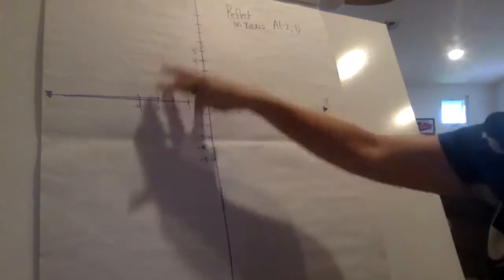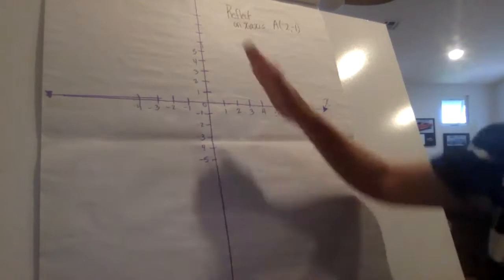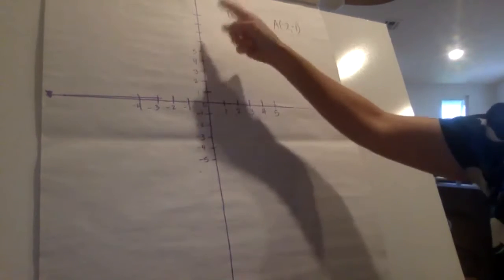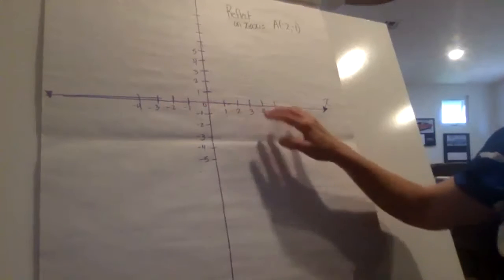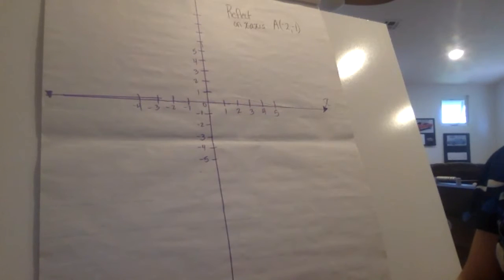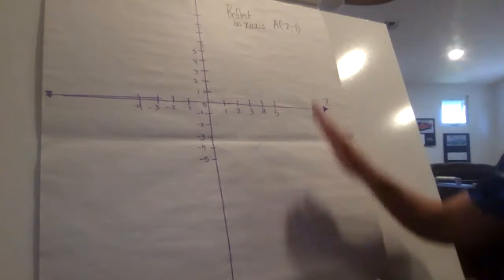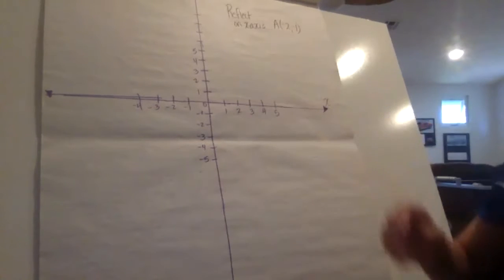So that's the first thing I do before I even get started with the problem that I know I have to graph on the coordinate plane. I draw my plane and I mark off a few points so I can get going. I know the problem says to reflect this point on the x-axis. So the first thing I want to do is graph that point.